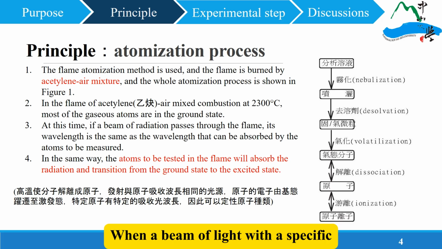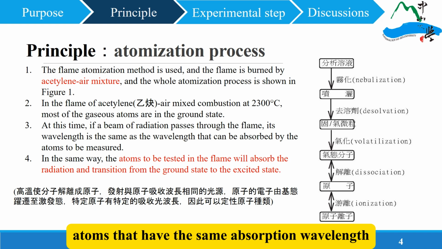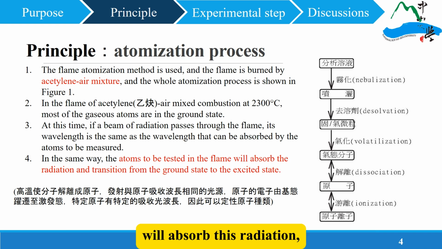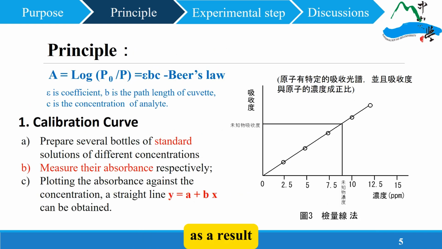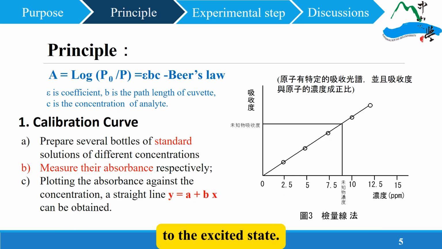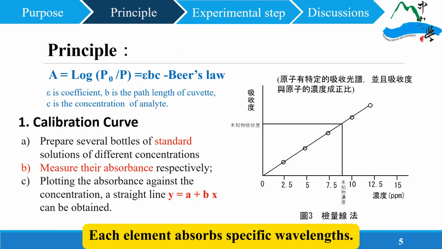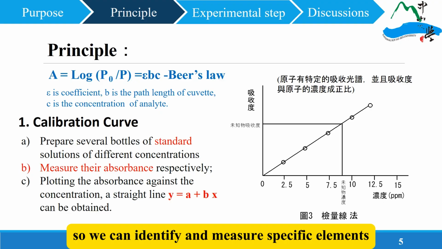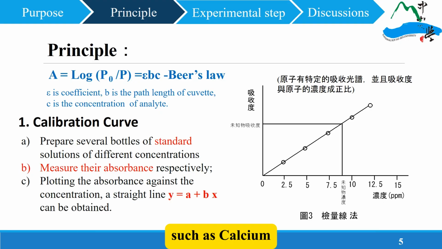When a beam of light with a specific wavelength passes through the flame, atoms that have the same absorption wavelength will absorb this radiation. As a result, electrons in the atoms move from the ground state to the excited state. Each element absorbs specific wavelengths, so we can identify and measure specific elements such as calcium.